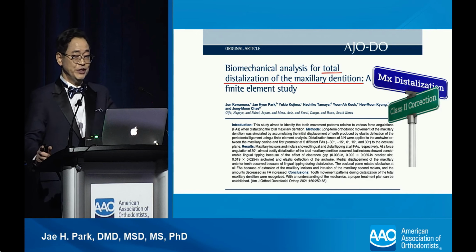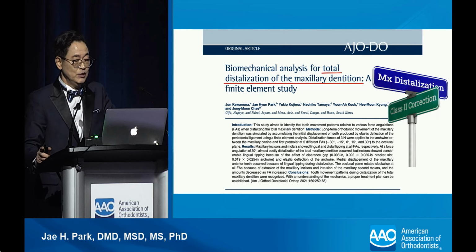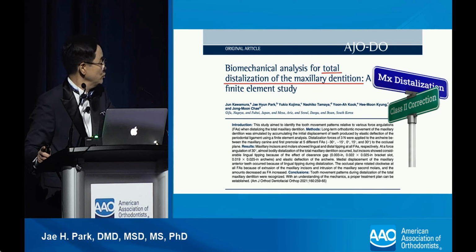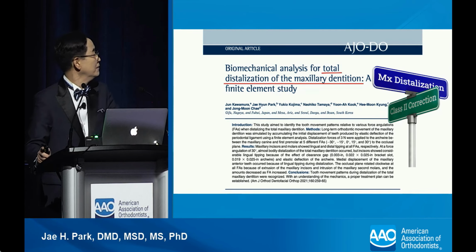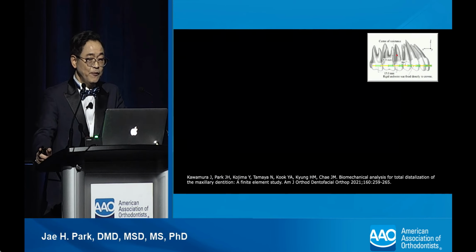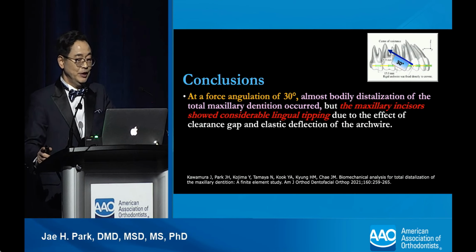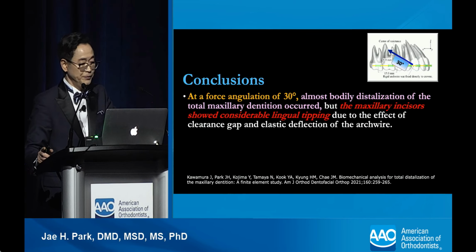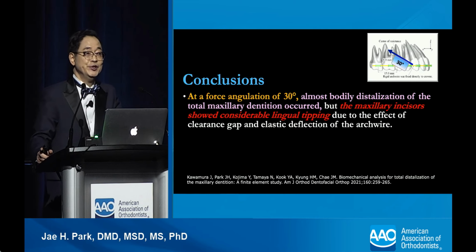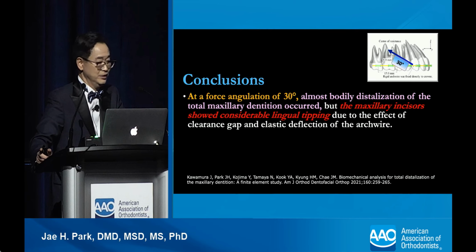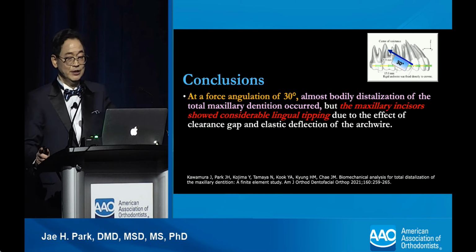This article was recently published in AJODO. What about total distalization of upper dentition in Class II correction? At a force angulation of 30 degrees, almost bodily distalization of the entire upper dentition occurs, but the upper incisor shows considerable lingual tipping due to the effect of the clearance gap and elastic deformation of the archwire. So to prevent this, we need torque.